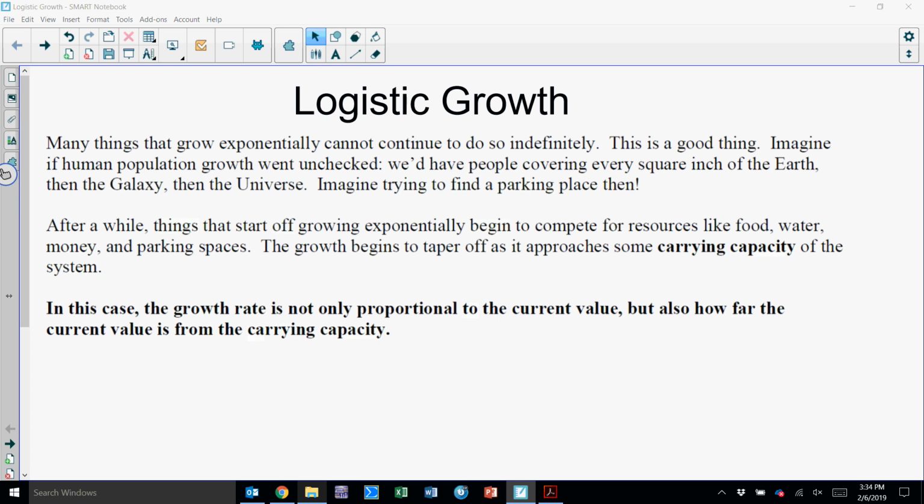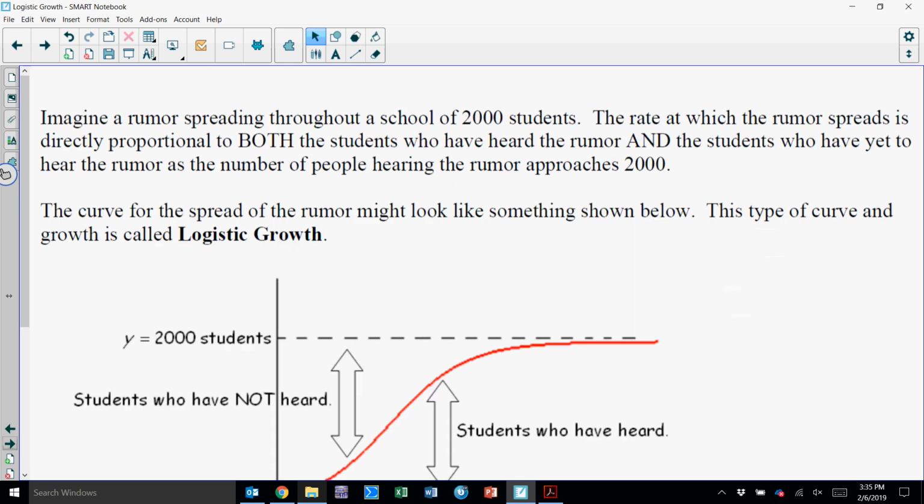And the important thing to know here on how we set up an equation is that the growth rate is proportional to the current value, say the current value of the population, but it's also proportional to how far the current value is from the carrying capacity. So that's how the equation comes to be, that we're going to use.